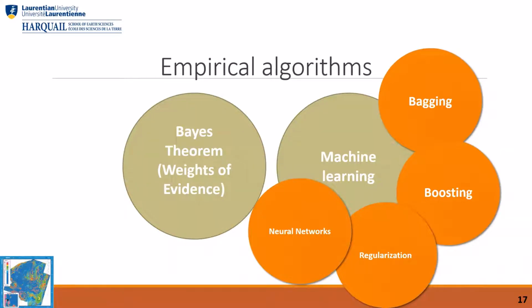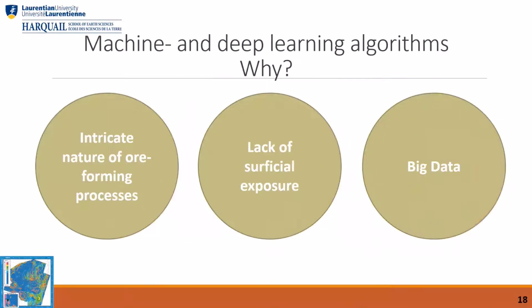We have different types of empirical or data-driven algorithms, but perhaps the most popular one is the weights of evidence methodology, or the use of Bayes' theorem. We also have machine learning methods, of different types. We have simple regression techniques, such as support vector machines or support vector regression, and we have more complicated methods, such as regularized regression, boosting, bagging, and neural networks or deep learning. These methods are useful, but it is really important to be careful while applying them, because they have some limitations.